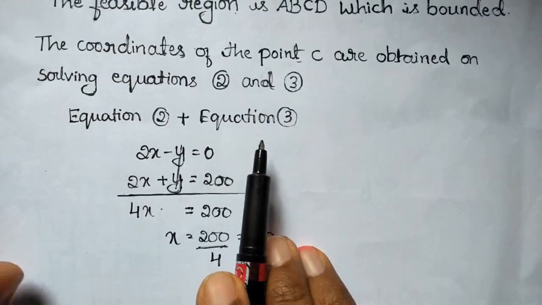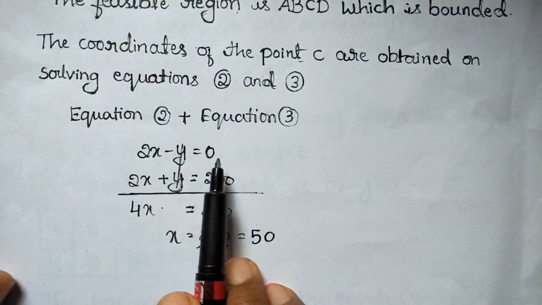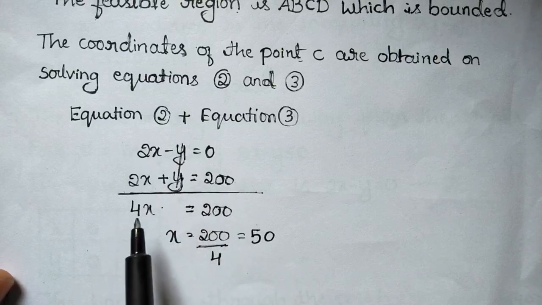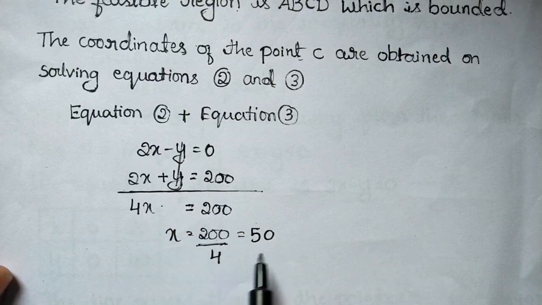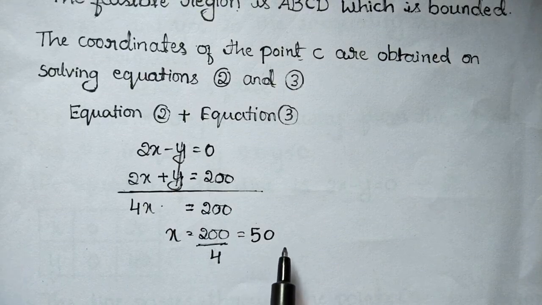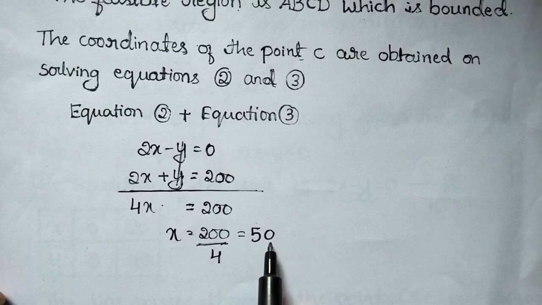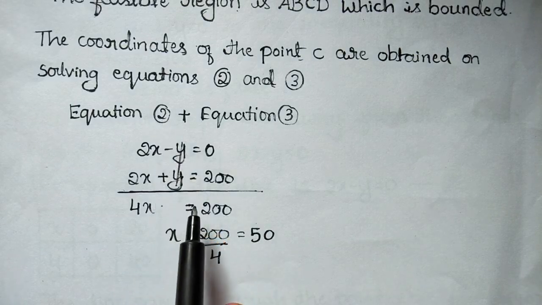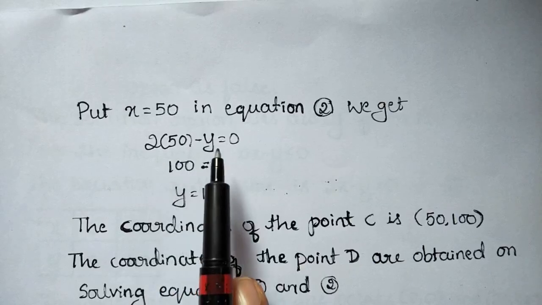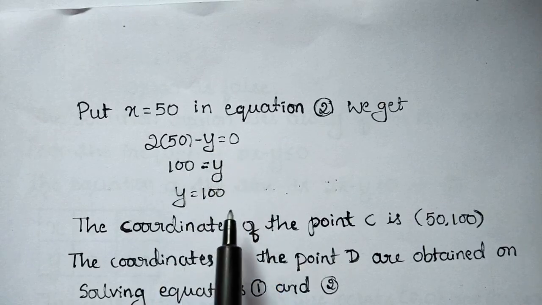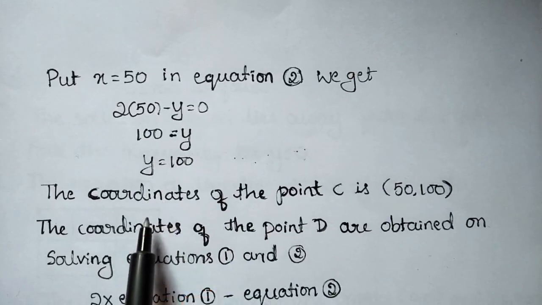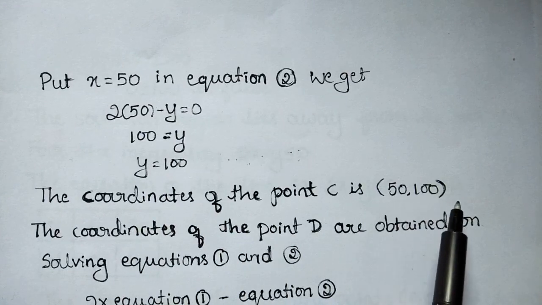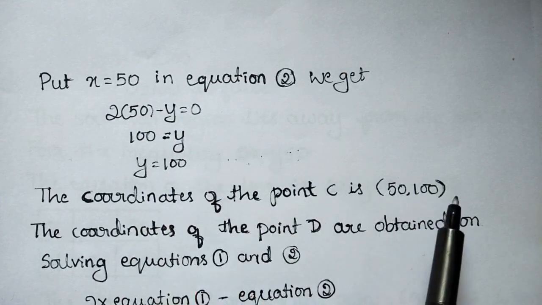Equation 2 plus equation 3 gives, this is equation 2 and this is equation 3. On adding, y gets cancelled, 4x is equal to 200, then x is equal to 50. Now substitute x is equal to 50 in equation 2. We get 2 into 50 minus y is 0, then y is equal to 100. Therefore, the coordinates of the point C is 50, 100, x 50, y 100.